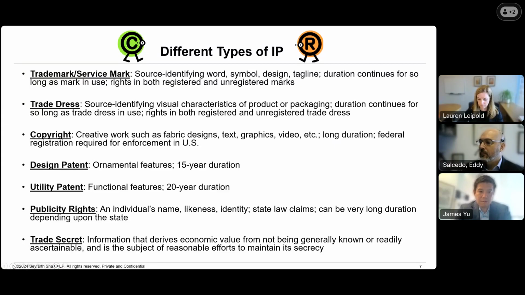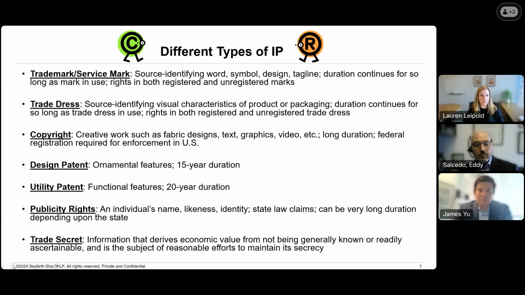So starting with trademarks. Trademarks are sort of the most common type of IP you might hear about. It's sort of a common parlance. What it really is, is a source identifying word, symbol, design, or tagline. So what I mean by that is your brand names, your logos, something that a consumer will see in the marketplace and will latch onto and understand, okay, I know what this product is, where it comes from, and the quality of the product I'm going to get if I purchase it. So the classic example here is going to be your Nike swoosh, right? If someone sees that on the side of a shoe, they're going to understand, this is a Nike shoe and I know what I'm paying for here.